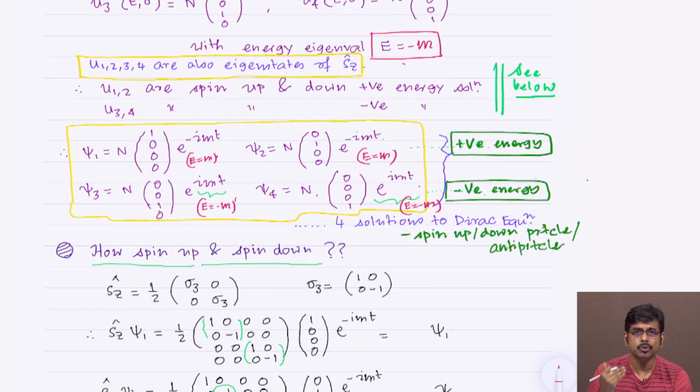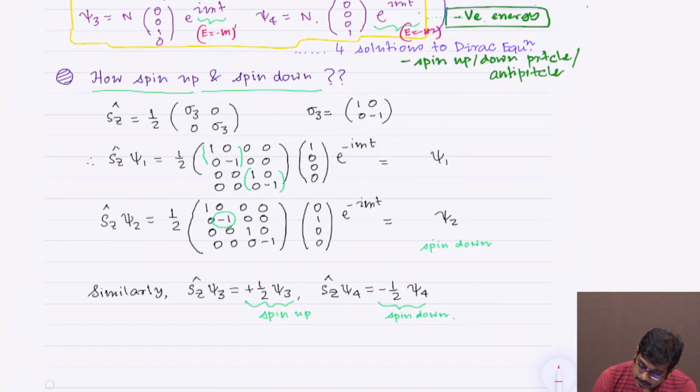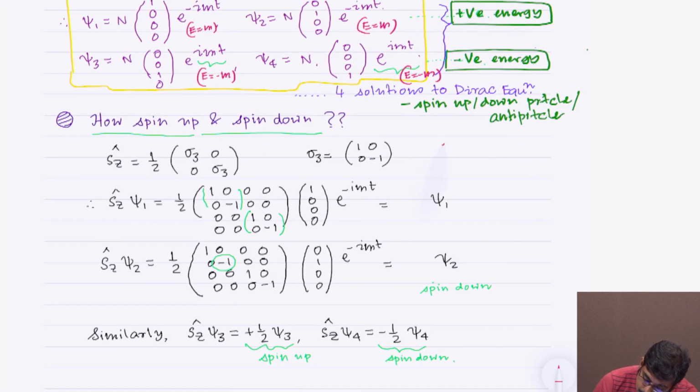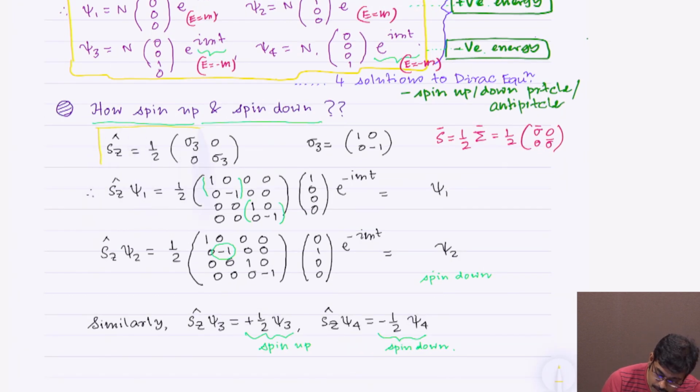Does that have something to do with the spin? The answer is yes. Let us construct the SZ matrix. So, you remember that we had S defined, the intrinsic angular momentum, which we defined as half of capital sigma, which was half of sigma 0 0 sigma, right. So, therefore, what is SZ? SZ is simply half of sigma 3 0 0 sigma 3. Very good. What was the choice of sigma 3? Sigma 3 was 1 0 0 minus 1.